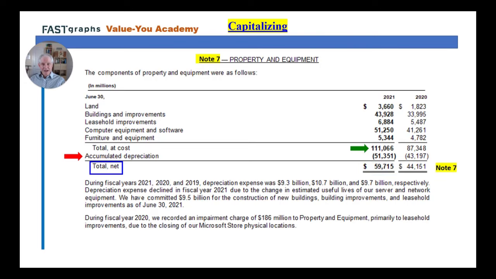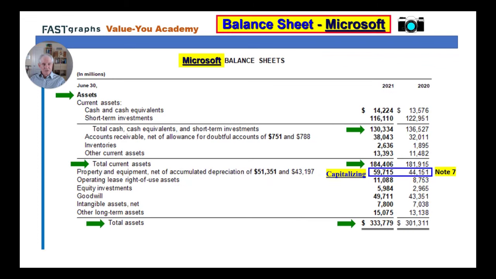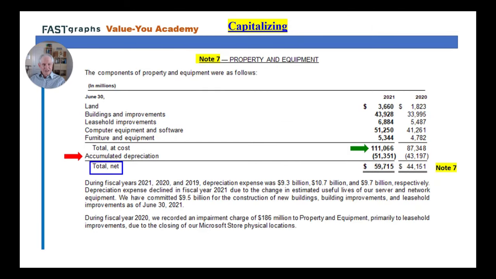Let's go back to the balance sheet for a minute and look at it. Remember this 59,715? Where did we get that number from? From the note right there. They give you some details under that about depreciation expense. The devil is in the details.